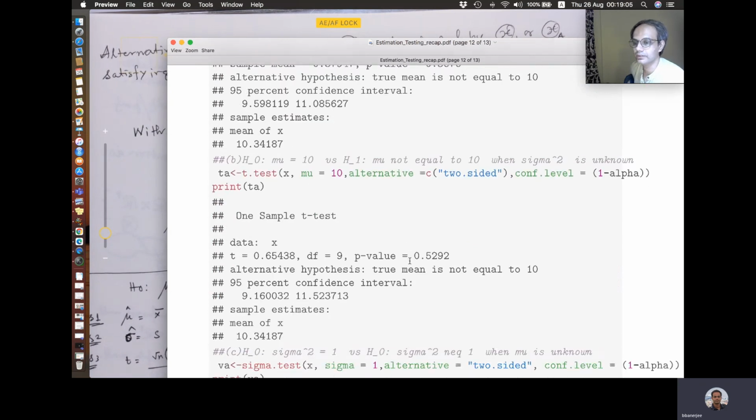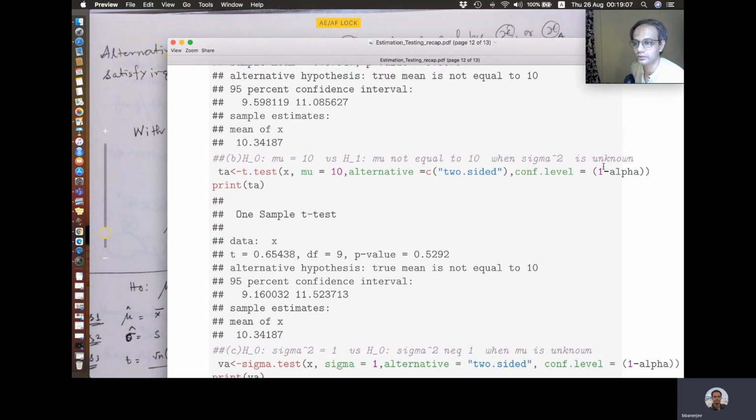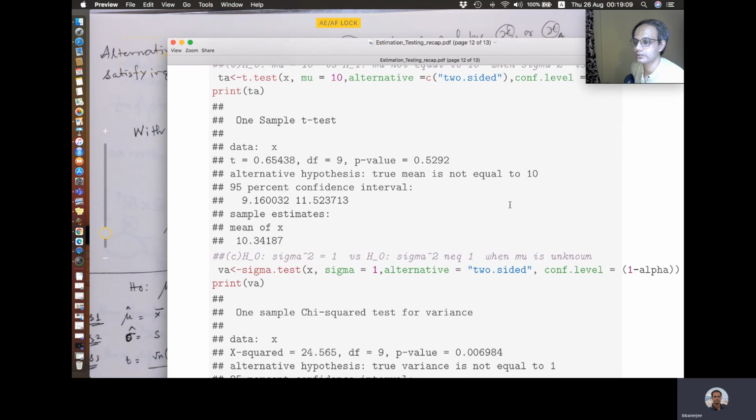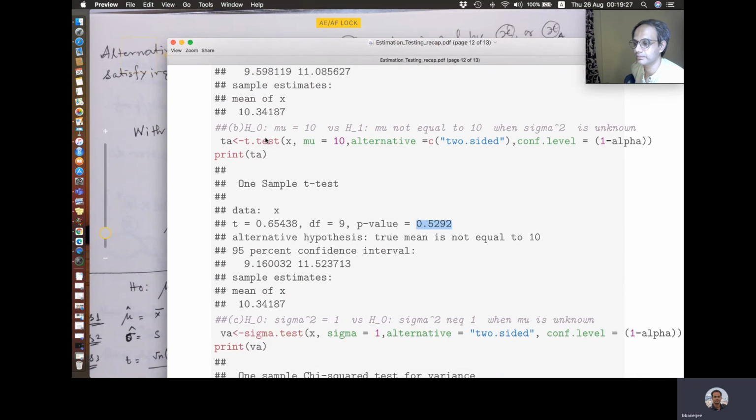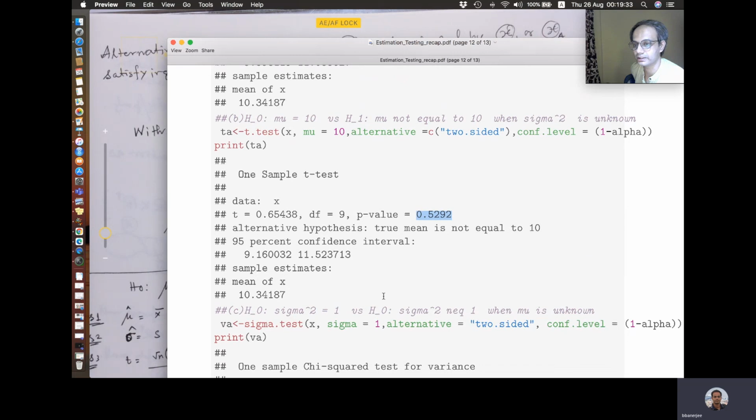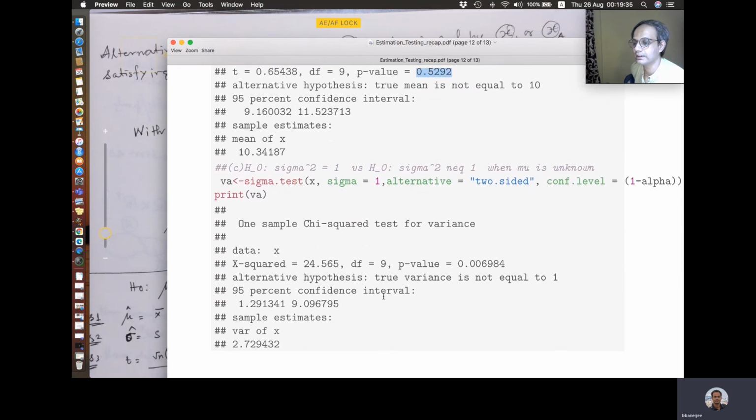Similarly, when sigma square is unknown, you can also see that the p-value is quite high, and you get a t-distribution with 9 degrees of freedom, because you have 10 data points, 10 minus 1, 9 degrees of freedom. You can see in both cases the sample mean is unchanged, and the confidence interval we will talk about later.